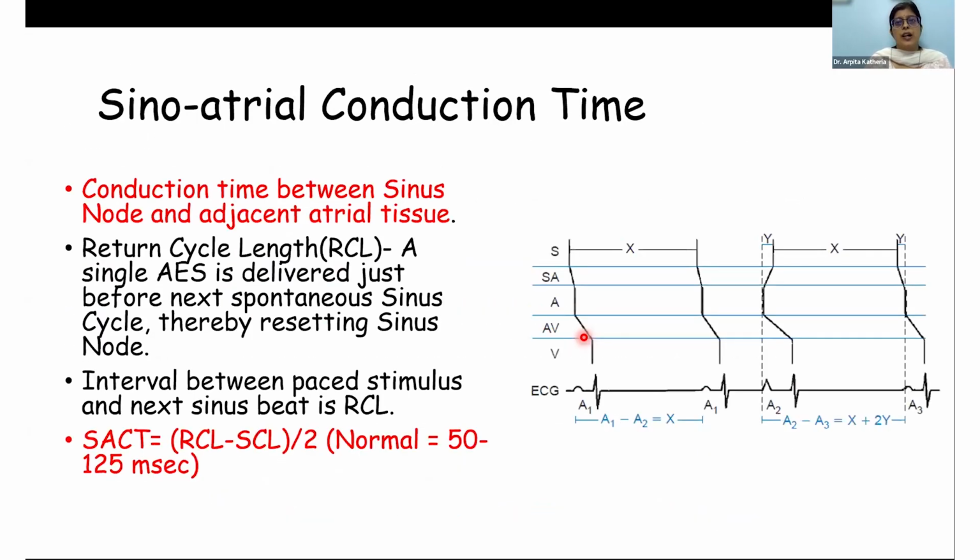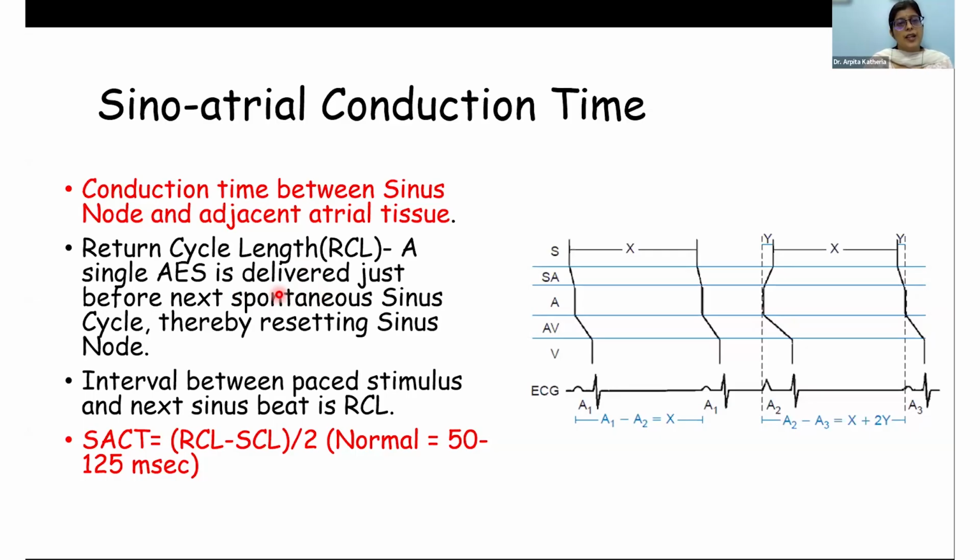Another thing is sinoatrial conduction time, SACT. This shows the conduction property of the sinus node, the conduction time between the sinus node and the adjacent atrial tissue. Return cycle curve: what we are actually doing is, this is the normal sinus, 2 sinus beats are occurring. Now we are delivering an atrial extrasystole, and we calculate the time taken by the sinus node to recover from this to a normal sinus beat again.